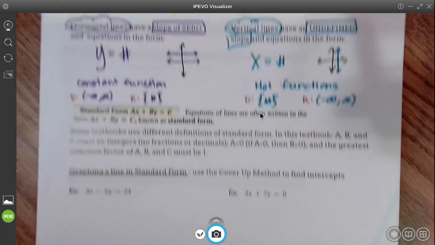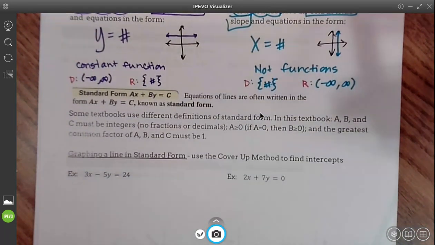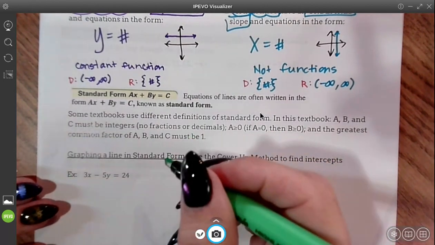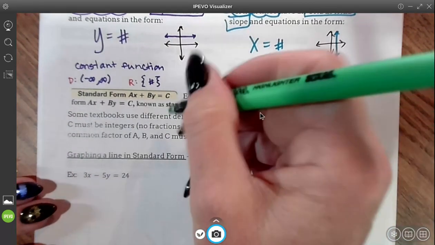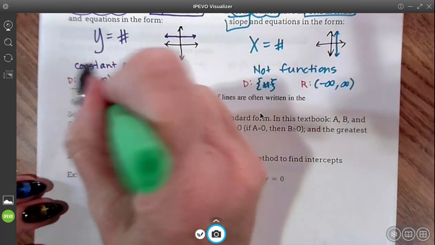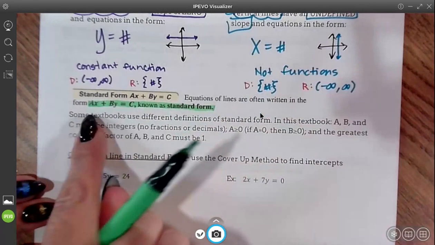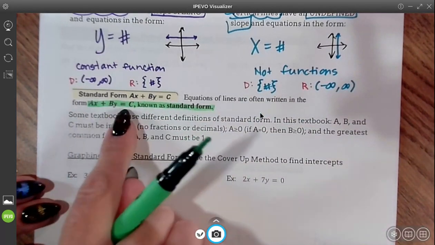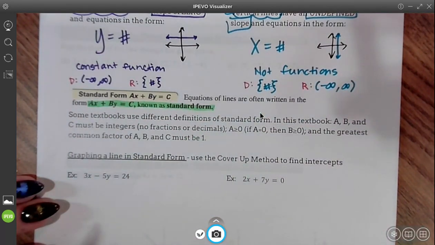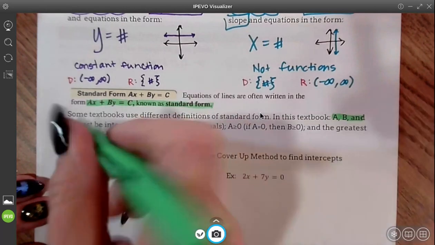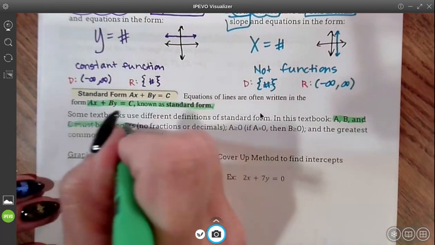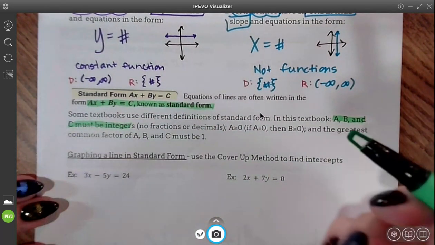One form for equations of a line is called standard form. Mostly we'll talk about standard form and slope-intercept form. We'll also talk about point-slope form. But standard form is in this format, ax plus by equals c. Some textbooks use different versions of standard form, but in this textbook, a, b, and c must be integers, which means they can't be fractions or decimals.